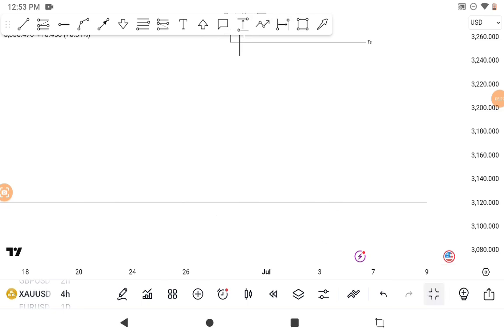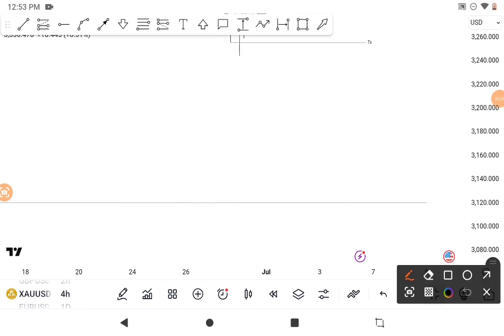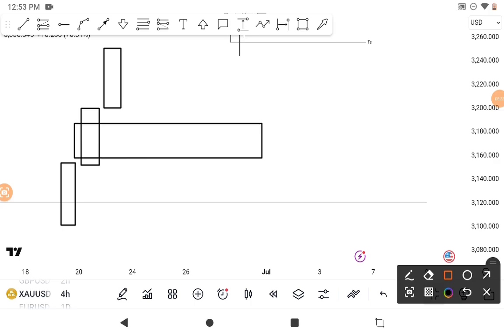Secondly, we also have a fair value gap. Fair value gap is the most important part in trading. A fair value gap looks commonly like this. Let's say we have a gap here. This is a gap. So that candle that mitigates that fair value gap is also valid as another block.